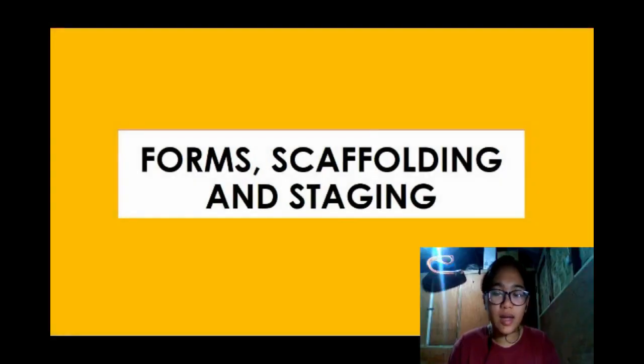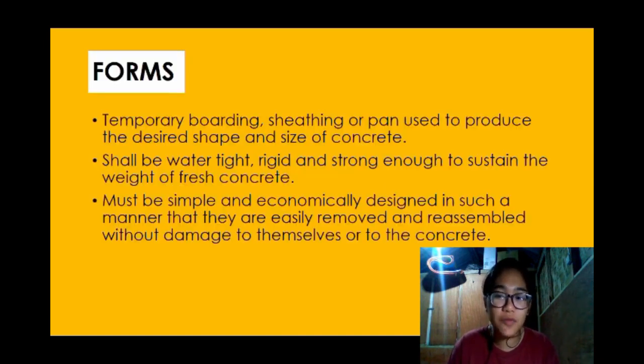So, good day. Our report is about forms, scaffolding, and staging. So, first is, what is forms? Forms are a temporary boarding sheet or pan used to produce the desired shape and size of concrete. It should be watertight, rigid, and strong enough to sustain the weight of fresh concrete. Must be simple and economical, designed in such a manner that they are easily removed and reassembled without damage to themselves or to the concrete.